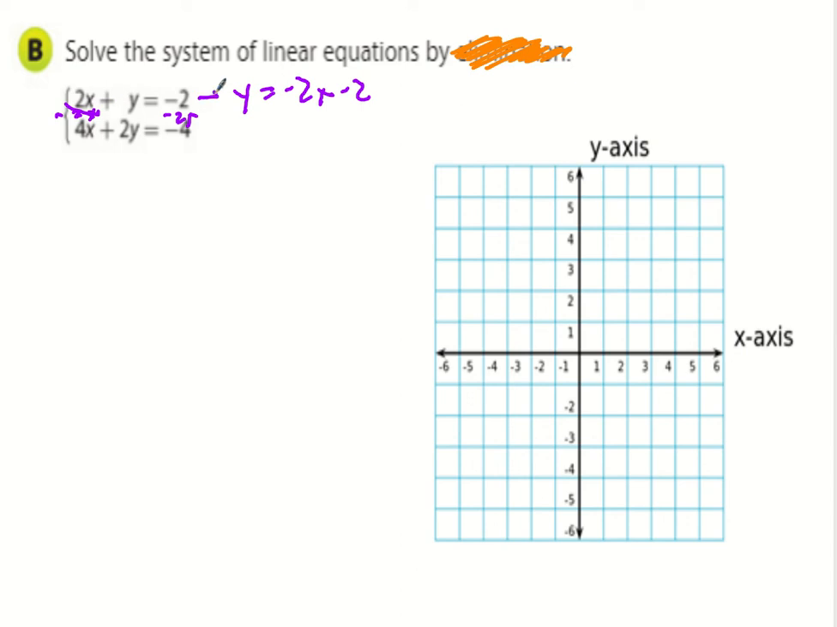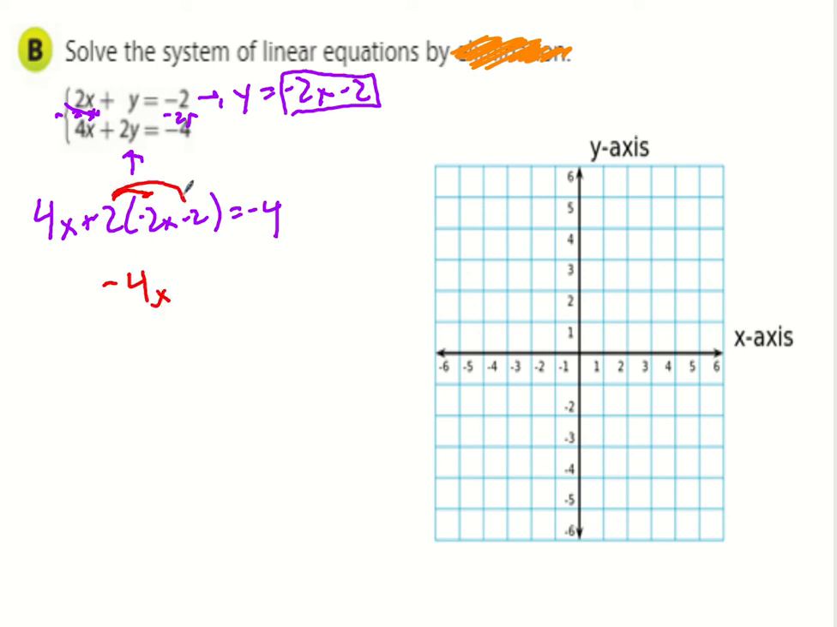Okay, so this becomes this. Now I have something that I can plug in for y. So I'm going to rewrite everything, but I'm going to make a substitution in for y. Well, I'm substituting negative 2x minus 2. Now I have to do my distributive property. 2 times negative 2x is negative 4x. 2 times negative 2 is negative 4. Bring down my 4x equals negative 4. A lot of 4's here.